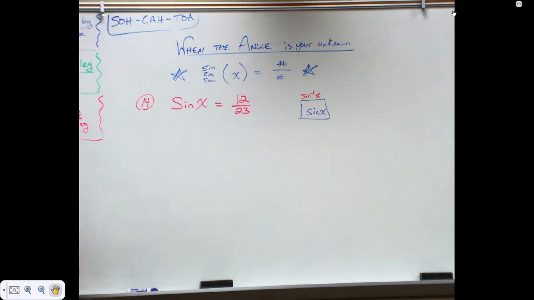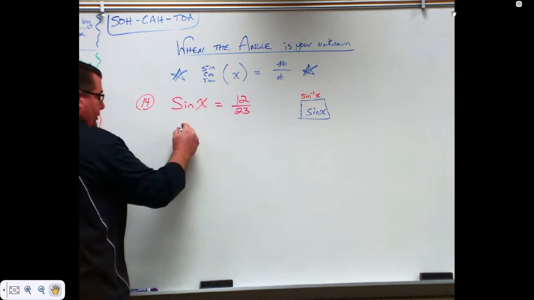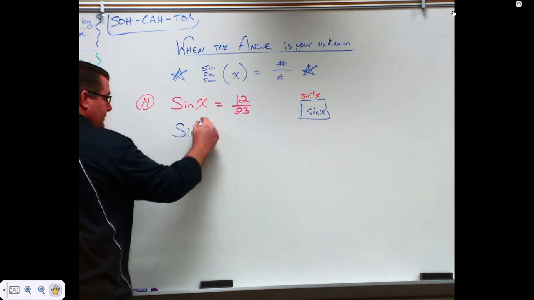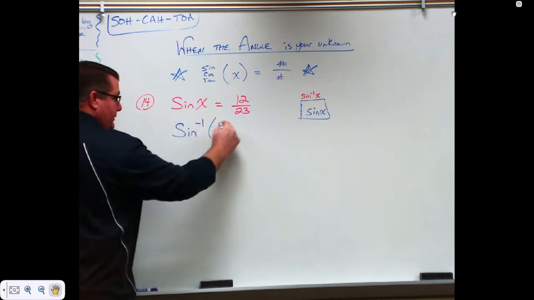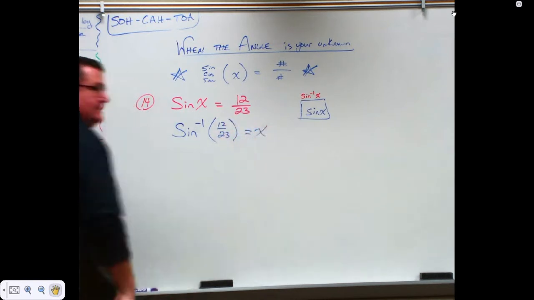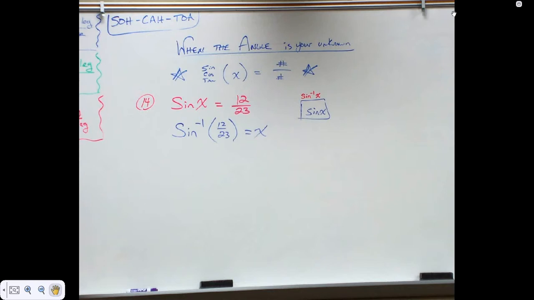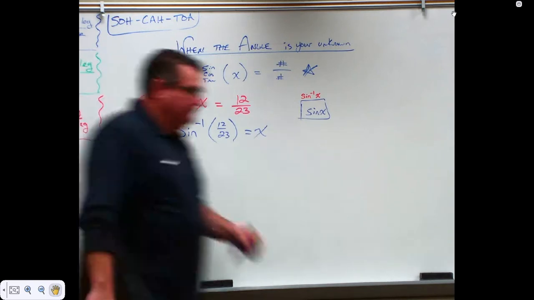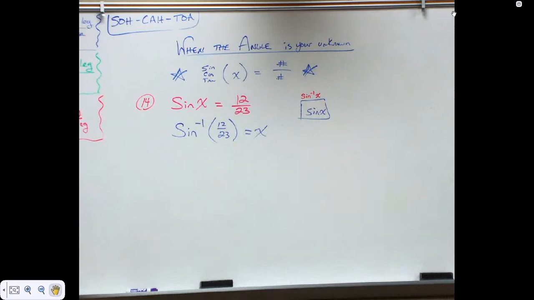And what I'm going to ask you guys to write on your paper next, even though it's all calculator work, is this. We're going to do an inverse sine function here: sine inverse of 12 over 23 is equal to x. So how would you put that into your calculator?